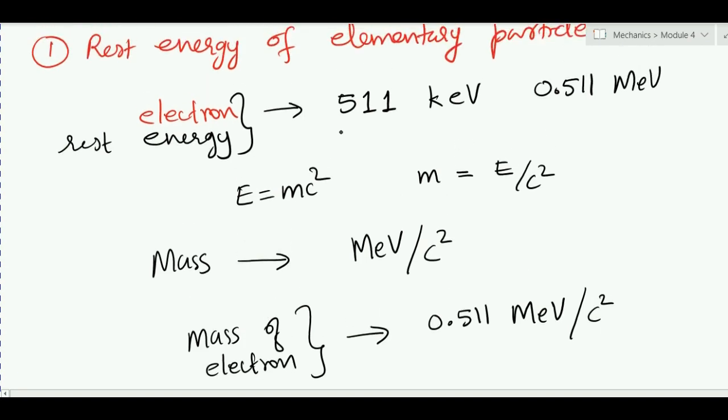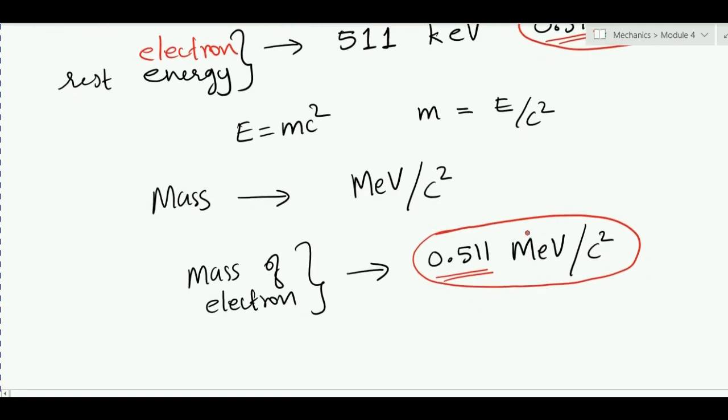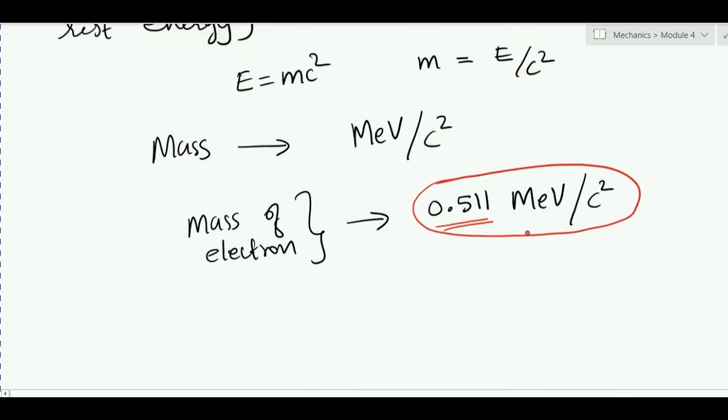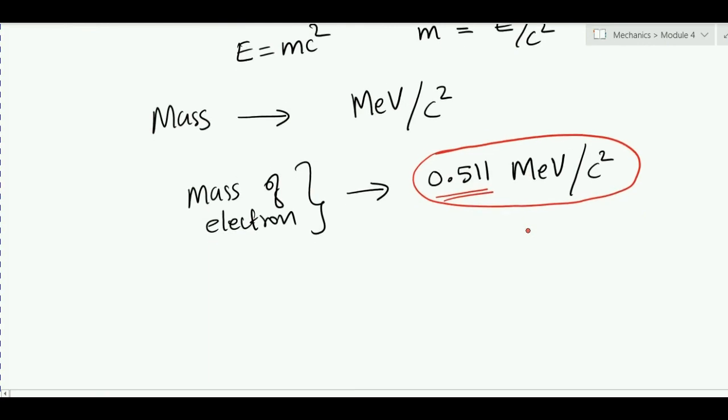Now you see the advantage. The rest energy of electron is given by this, and the mass of electron is also given by the same number. Only the unit is different, the number is same. When we do a few problems, the advantage will be more clear to you. Now we have seen mass and the rest energy, so now let's go to kinetic energy.